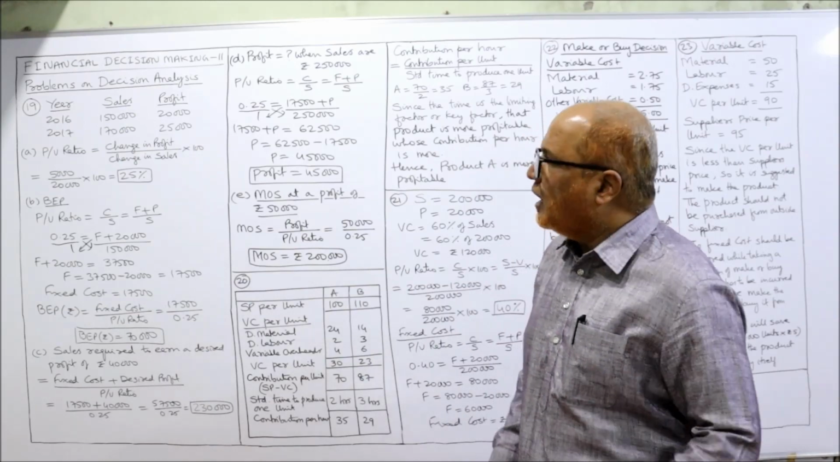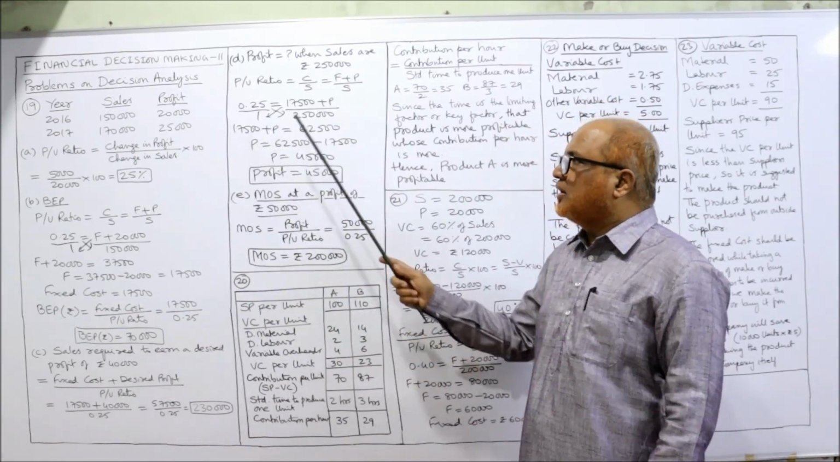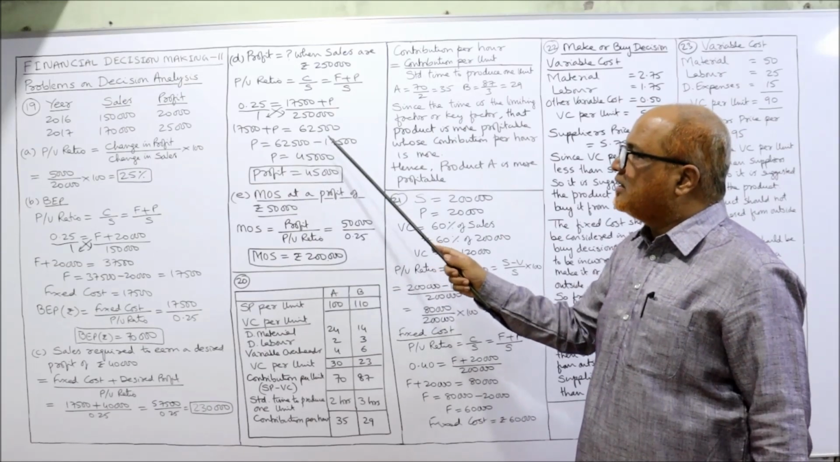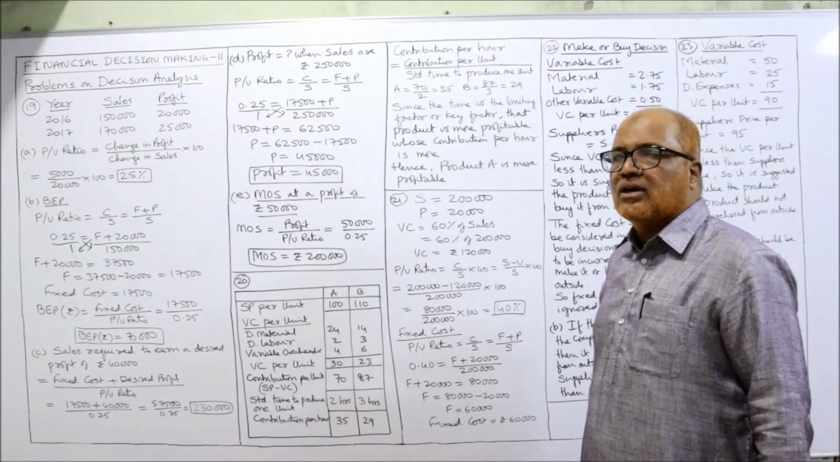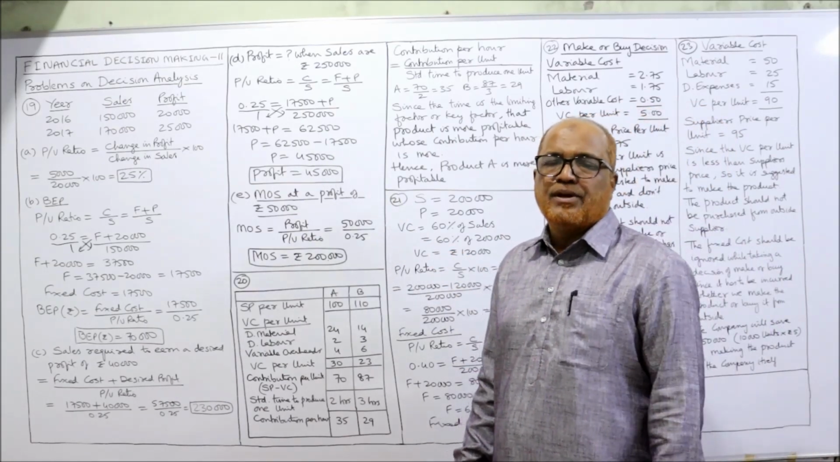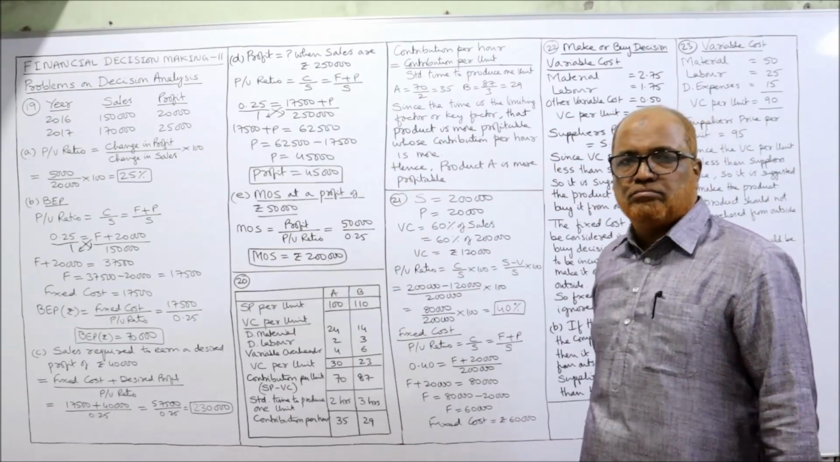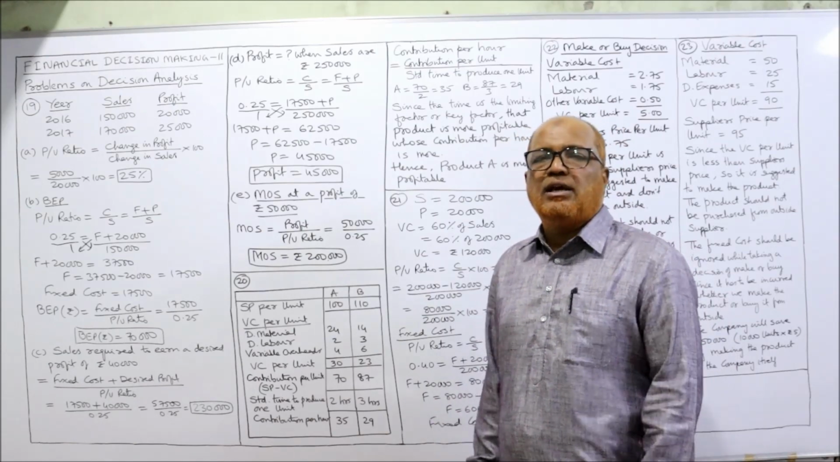62,500. Now, bring the 17,500 to RHS. So, plus will become minus. So, 62,500 minus 17,500, 45,000 is the profit. When sales are 2,50,000, the expected profit is 45,000. That's it. Last point.